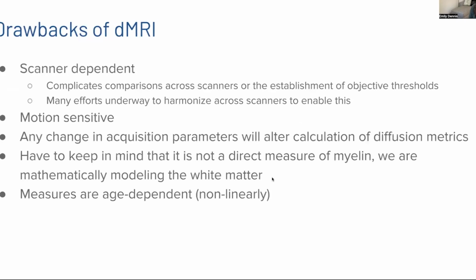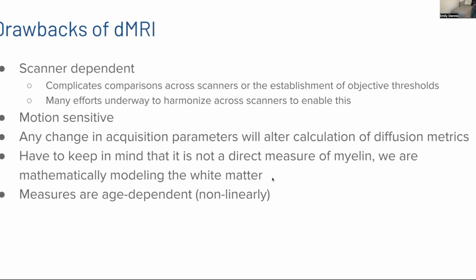Some drawbacks of diffusion MRI: it is scanner dependent. The numbers that you calculate from it are scanner dependent. So this makes it difficult to have comparisons across scanners or to establish objective thresholds. So you can't scan a participant and say, oh, this metric in the corpus callosum is 0.2, that's bad, because it really depends on the scanner.